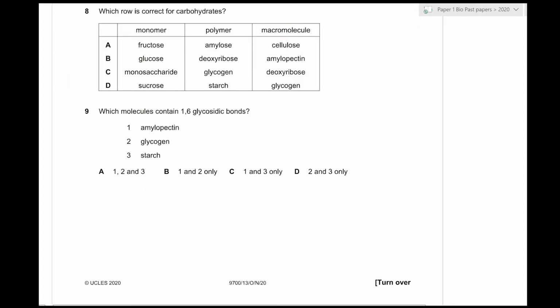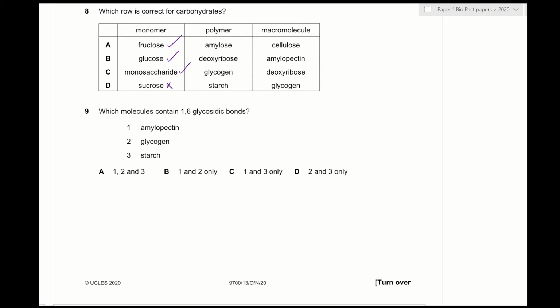Question 8. Which row is correct for carbohydrates? We have monomer, polymer, and macromolecule. For monomer, here we have fructose. Yes, it is a monomer. Glucose, also it is a monomer. Monosaccharide is a monomer, and sucrose is a disaccharide, so it's not a monomer.